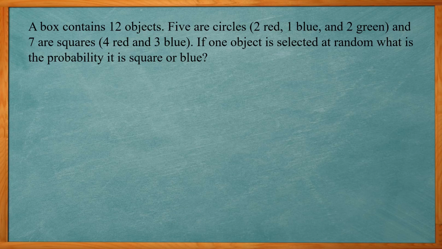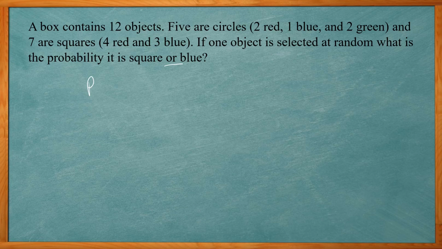So this one says a box contains 12 objects. 5 are circles, 2 of them are red, 1 is blue, and 2 are green. And 7 are squares, 4 of them are red, 3 of them are blue. If one object is selected at random, what is the probability it is a square or a blue? So our keyword here is or.